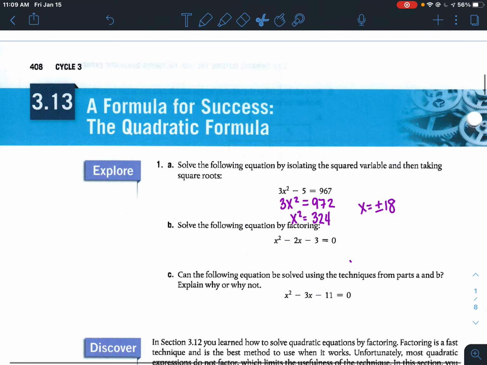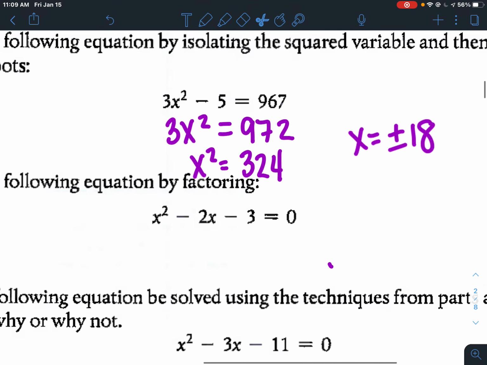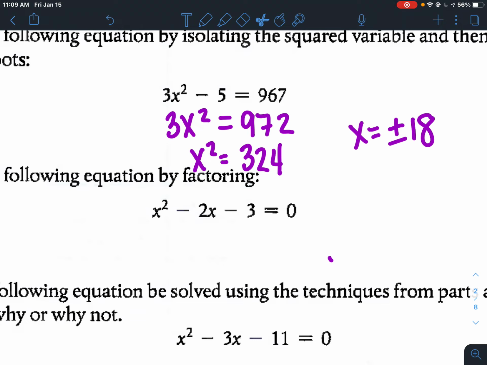So maybe like 311, 312, I don't even know. Okay, so just remember plus or minus when it's an x squared, because I can either plug in a positive 18 and square it or plug in a negative 18 and square it.